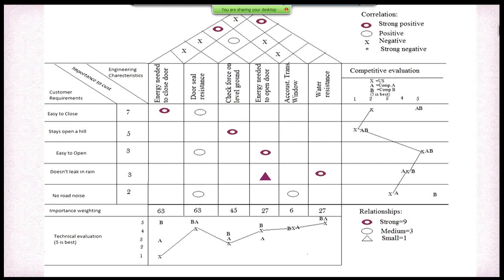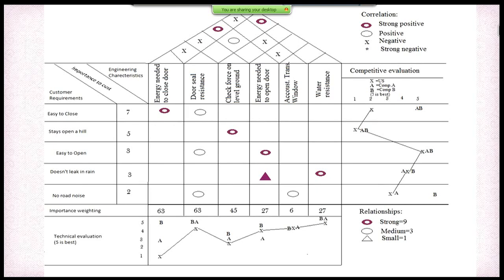As we see in the importance rating, the energy needed to close the door and the door seal resistance have a higher importance value. So these are the two factors which have to be mainly incorporated into our product. Finally, when coming to the technical evaluation, we have to rank our technical specifications on a ranking of 1 to 5, 1 being the least and 5 being the highest.